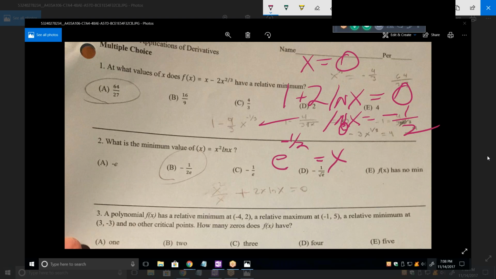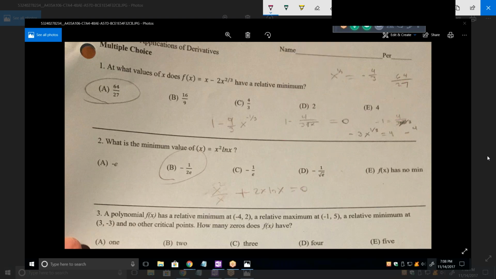Wait, so why wouldn't it be d then? Well, hold on a minute. Because that would be 1 over the square root of e. But where's the minus sign coming from? Oh, I see what happened. Our premise was wrong. Let's go back and differentiate this. We didn't differentiate it right. Or did we?